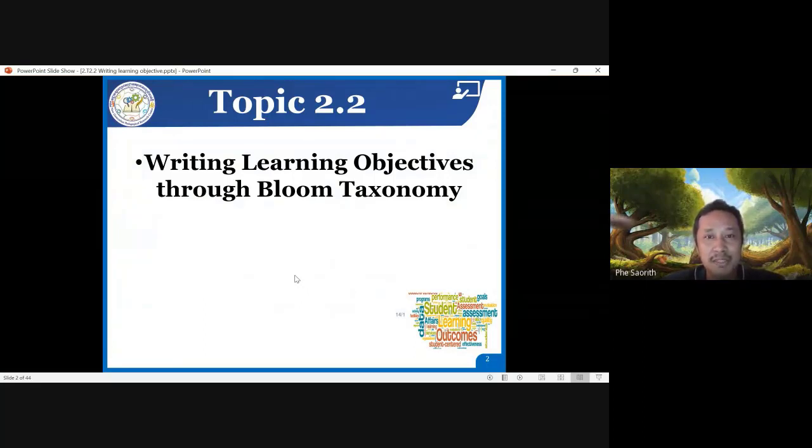So the two key terms that are really important for us to understand are, first, the learning objective. So what is a learning objective? And the second one, what is Bloom's taxonomy? So now please come with me one by one.